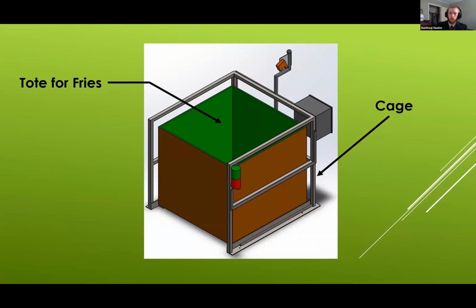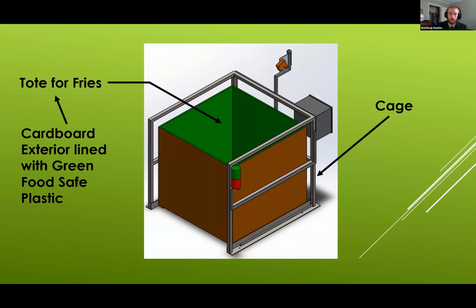Next up, we can see what the tote will theoretically look like inside of the cage. You can see the green lining on the inside, which is what they use for food safe plastic to make it safe.